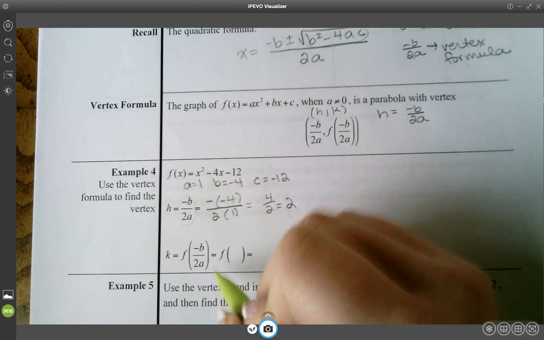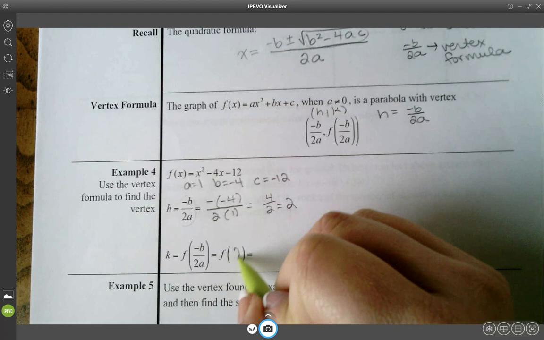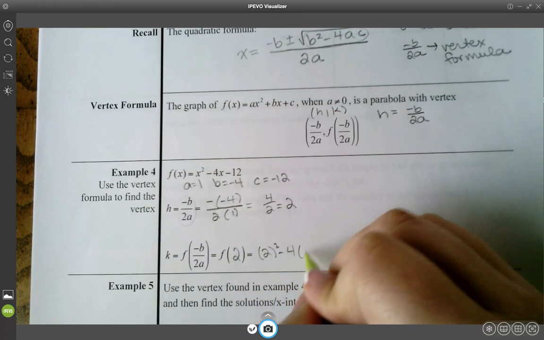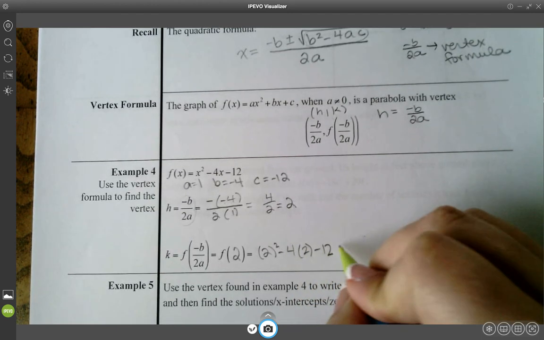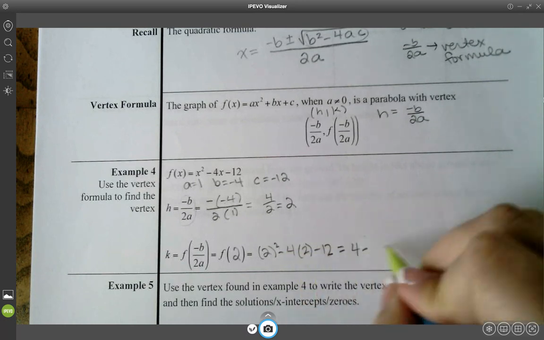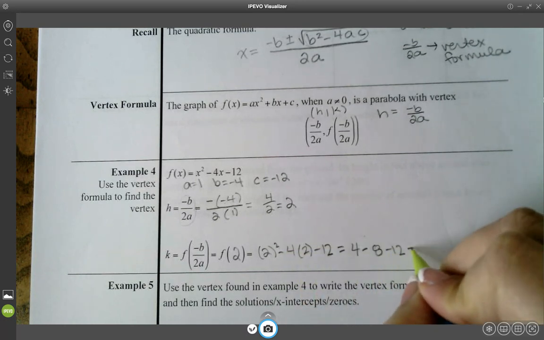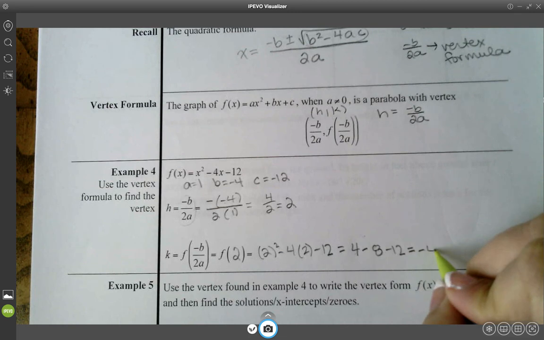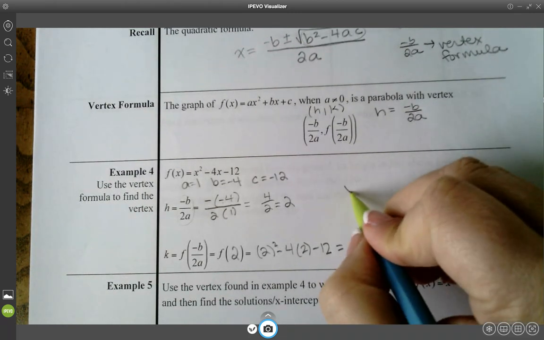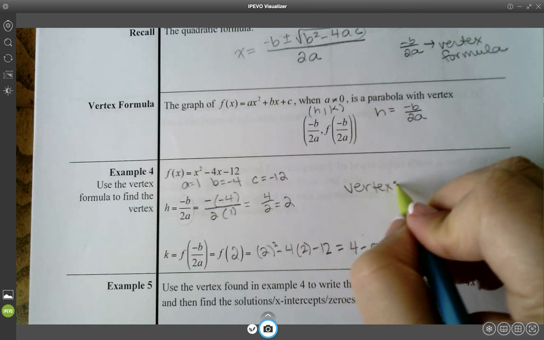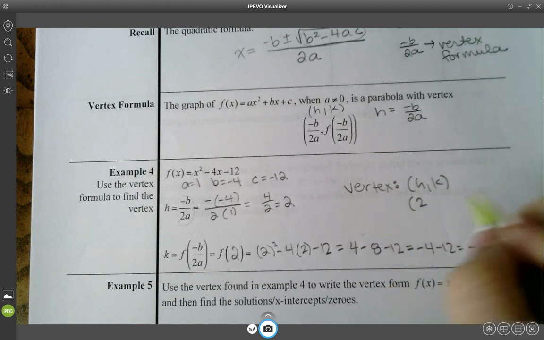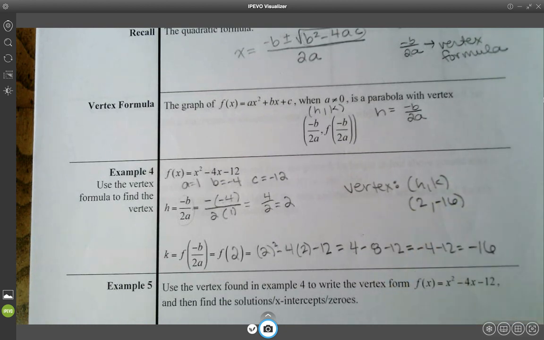So what that means is that I'm finding f of 2. So we have 2 squared minus 4 times 2 minus 12. 2 squared is 4. Minus 4 times 2 is 8. Minus 12. 4 minus 8 is negative 4, minus 12 is negative 16. So we have the vertex, which is h comma k, which is 2 comma negative 16.